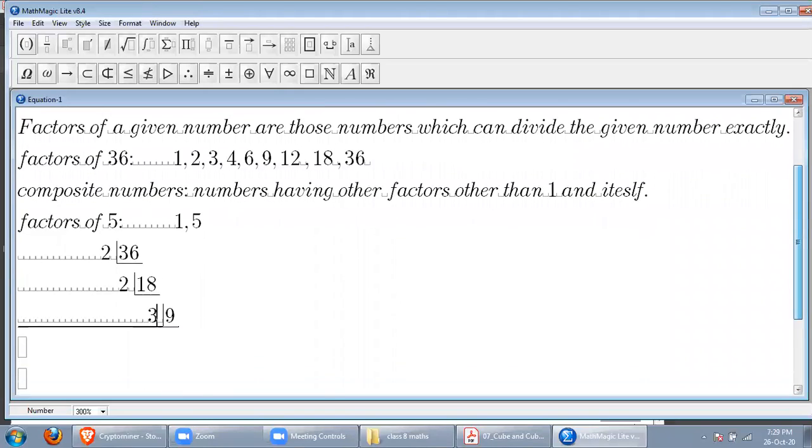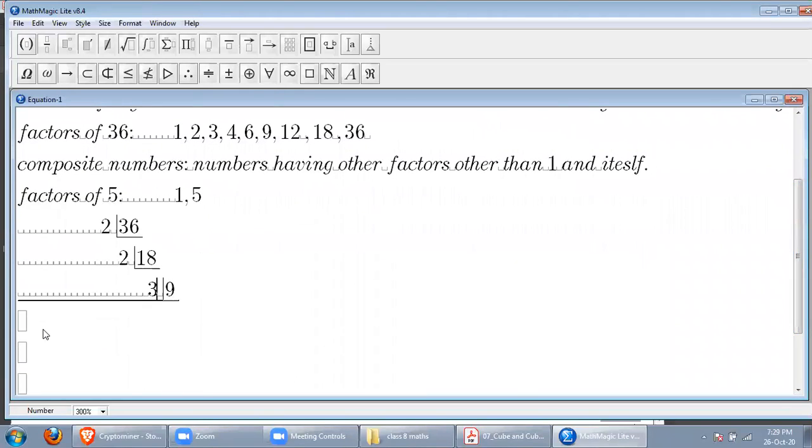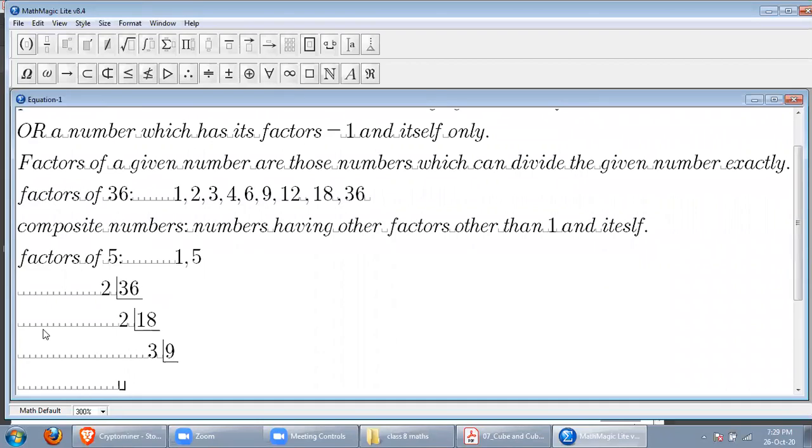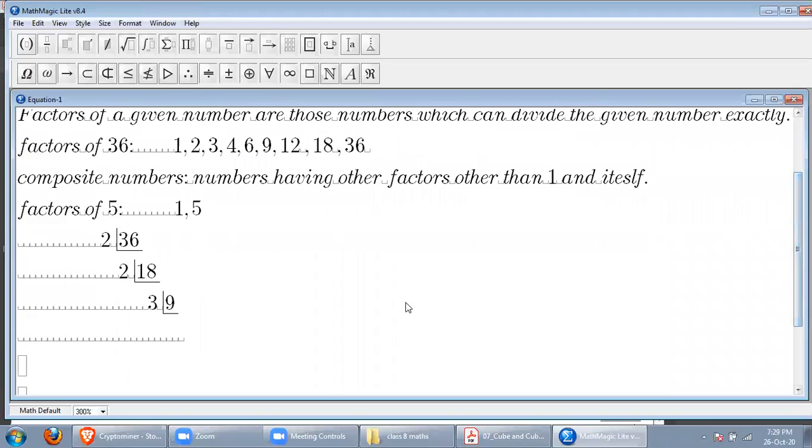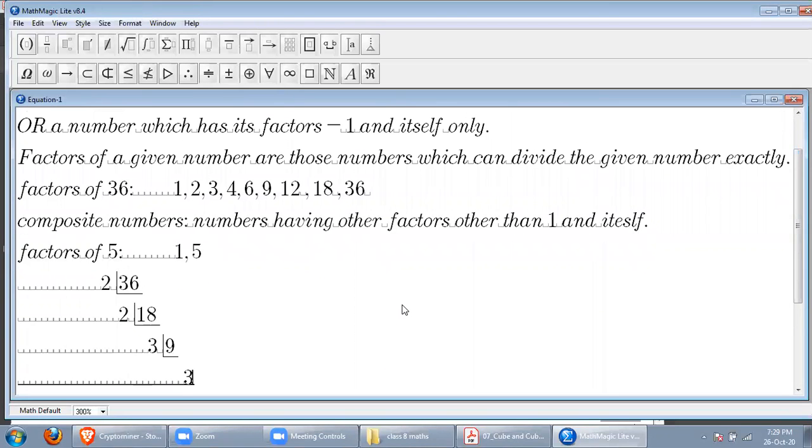So what will be the number here? It will be 3. 3 threes are 9. Am I right? Yes. Now you have to check also if the quotient became a prime number. If the quotient becomes a prime number, then the step stops. It ends here.